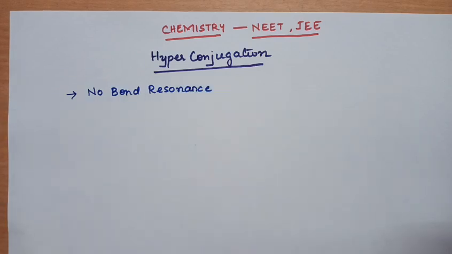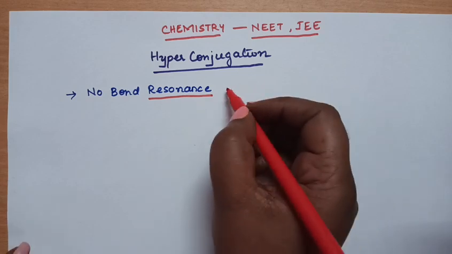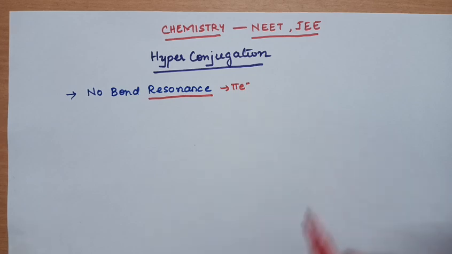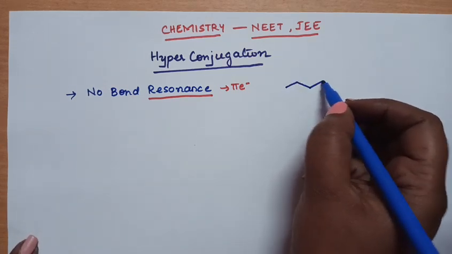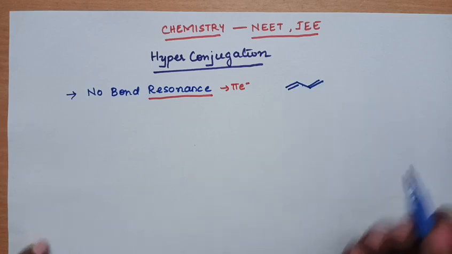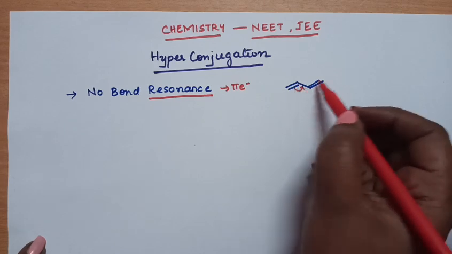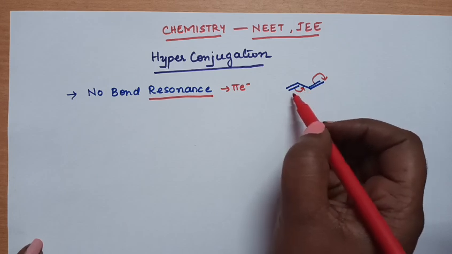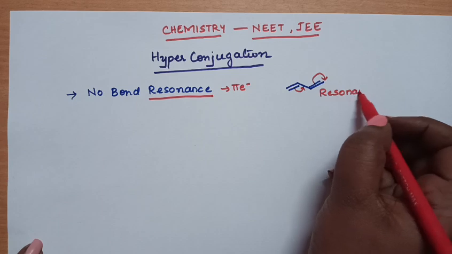So you know what is resonance. Resonance is nothing but displacement of pi electrons. Pi electrons will be displaced in a conjugated system. A conjugated system is nothing but alternate double and single bonds: double bond, single bond, double bond. Here the pi electrons will be displaced like this. So displacement of pi electrons in a conjugated system is known as resonance. So this is about resonance.